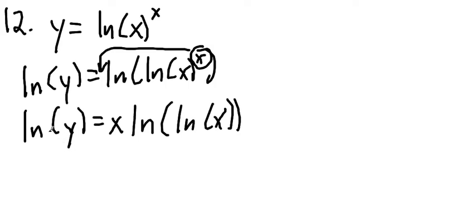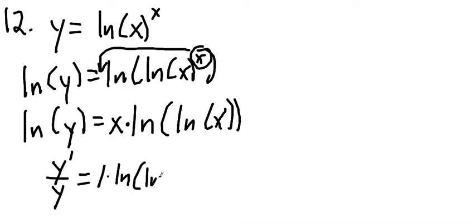Now I'm doing calculus. So the derivative of the expression on the left-hand side is always going to be y prime over y. Again, that's just the logarithmic derivative. The derivative of the natural logarithm of anything is the derivative of that thing over that thing. On the right-hand side, I'm going to have to apply the product rule because this is x times the function natural log of x. So the derivative of x is 1, and I leave the natural log of x alone.